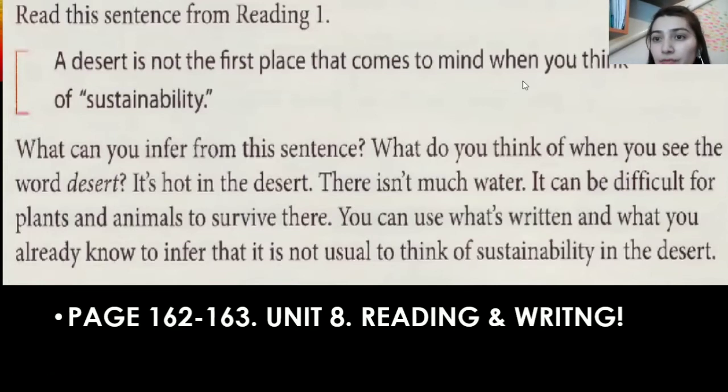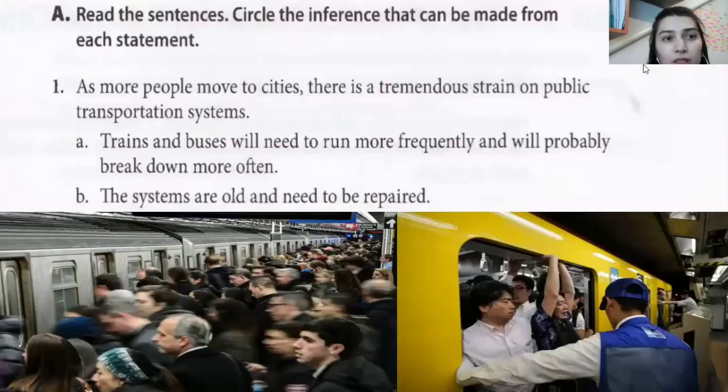Okay, let's practice more. Here is the example from page 163 from your book. The task with the sentences: circle the inference that can be made from each statement. In order to make an effective inference, let's recap. We need to first understand the information in the text, in our case, in the statement: as more people move to cities, there is a tremendous strain on public transportation systems.